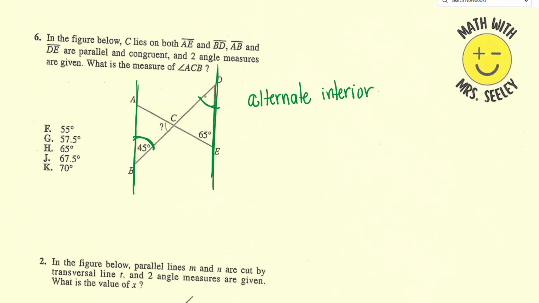So if this is 45, this is 45. Then I'm going to use the fact that there's 180 degrees in every triangle. So if this angle right here is 45 and this angle is 65, subtract those from 180, and that's 70 degrees. If this is 70, this is 70. Remember the vertical angles that V up. So 70 degrees is my answer.